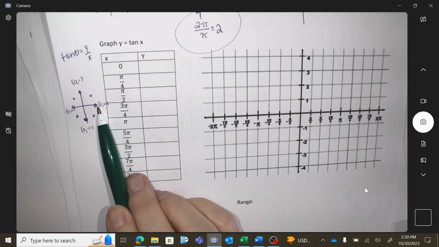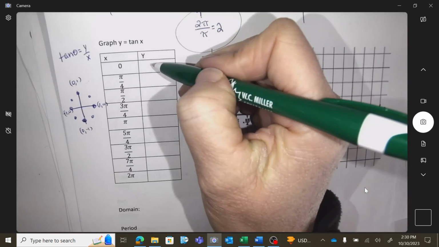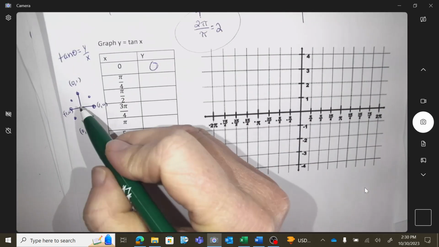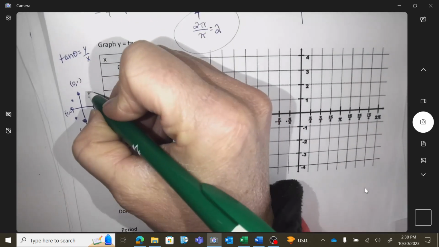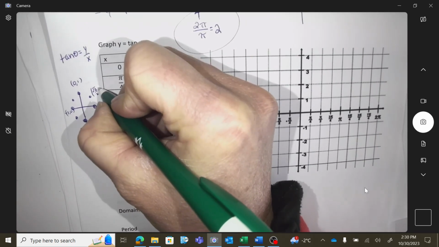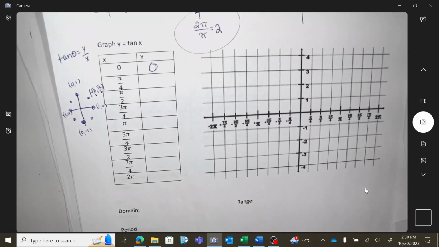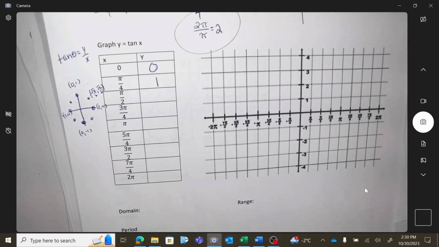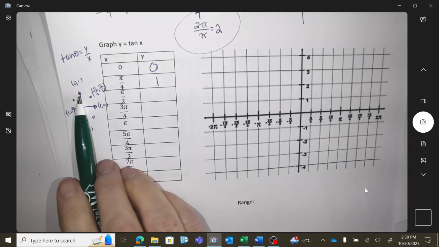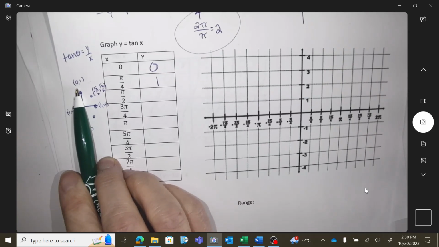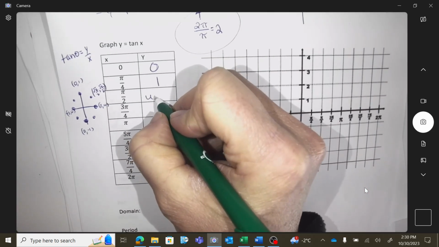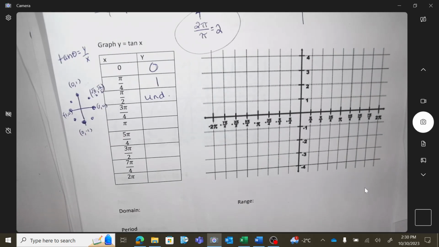So what's 0 divided by 1? 0. At the 45-degree marker, pi over 4, what's the root 2 over 2 divided by root 2 over 2 going to make? 1. Okay, up to the 90-degree mark, what's 1 divided by 0? What is it? Undefined, yep. You can't divide by 0, it's undefined.